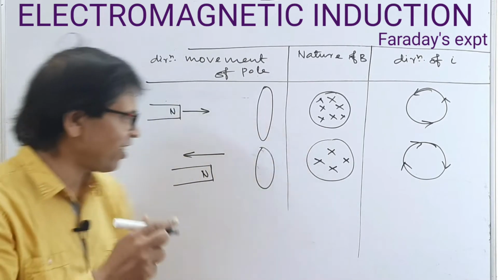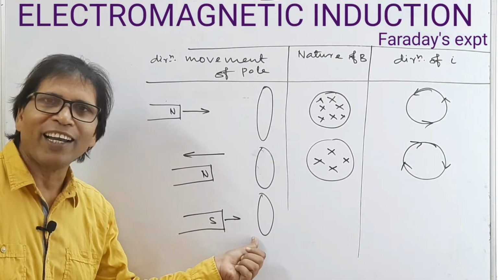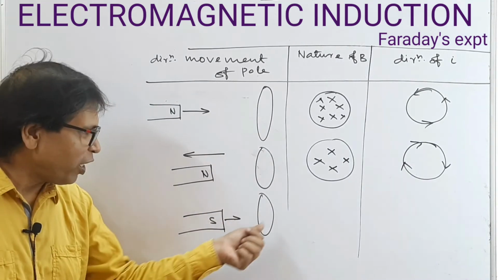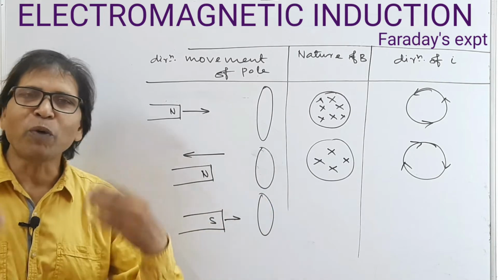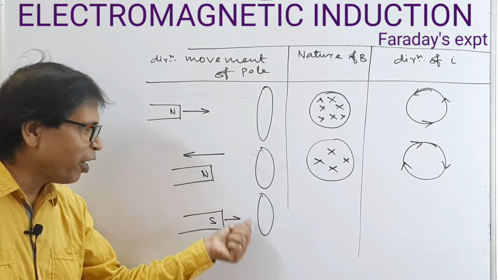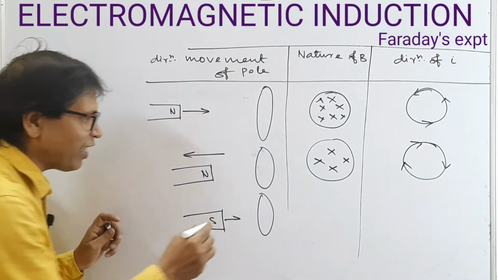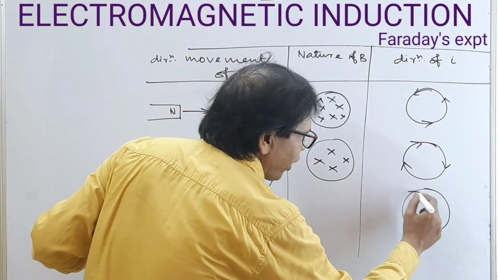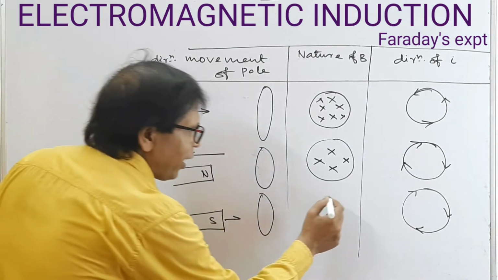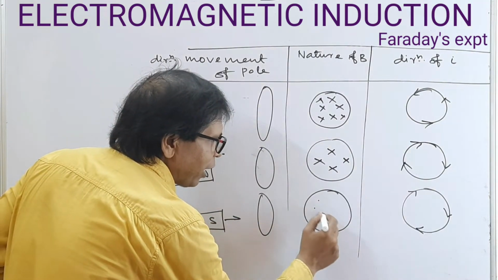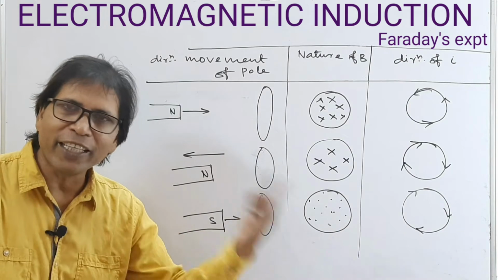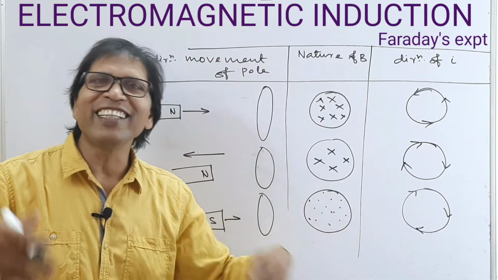Now next, when the S pole moves towards the coil, the induced current opposes the movement of this pole. So it must induce a south pole. Which current produces a south pole? Clockwise current produces a south pole. So the induced current must be clockwise. This is the clockwise. Now when the S pole moves towards the coil, the dot magnetic field, that is the outward magnetic field, increases. When the outward magnetic field increases, the clockwise current is induced.